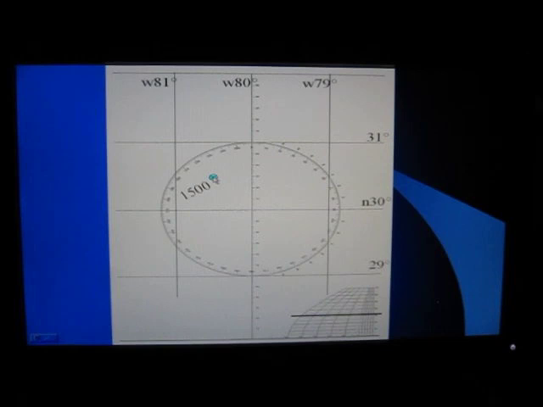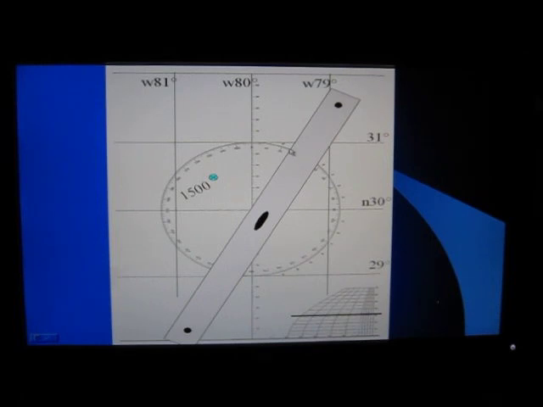So this is our position at 1500. North 3030, west 8030. Here's 80, and our 30 we got right down here. This line is at 30, so we measure off 30 minutes of longitude and we transfer it right here. And this is where it puts us. Now we're ready to plot our DR track.